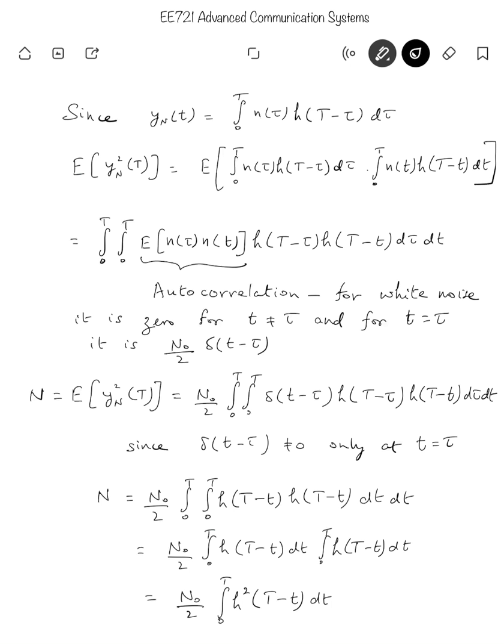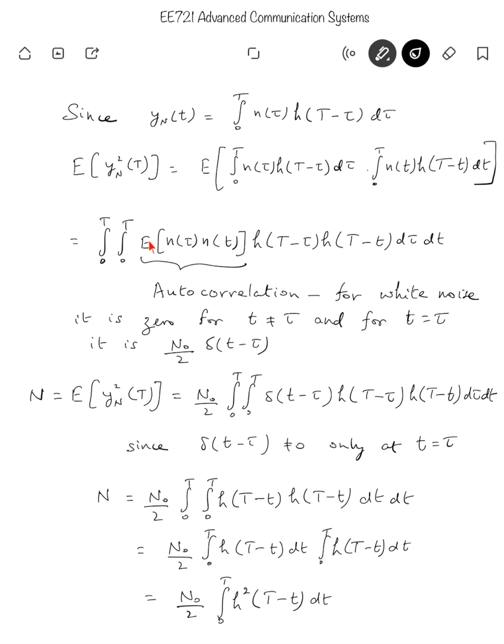And that non-zero value, if you recall from the first page of this lecture, the autocorrelation function is given as n naught by 2 delta of tau. In this case, for t equal to tau, it is n naught by 2 delta of t minus tau. So that becomes the autocorrelation given by this equation. So we are going to substitute this in place of the expectation operator here, and we get the noise power to be given by this.